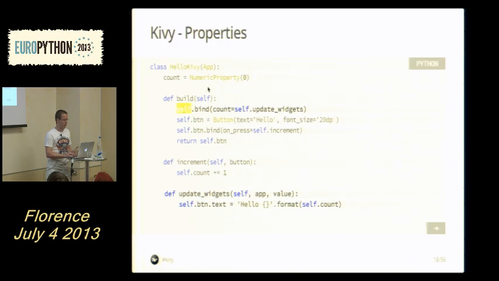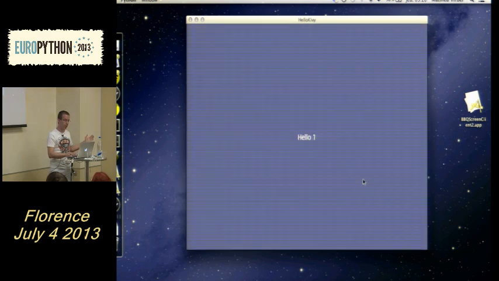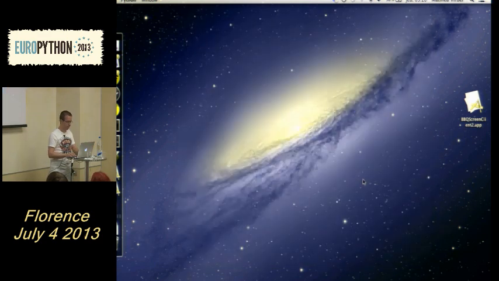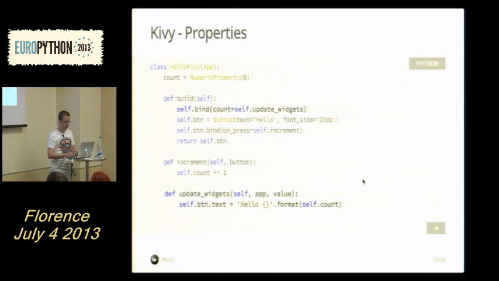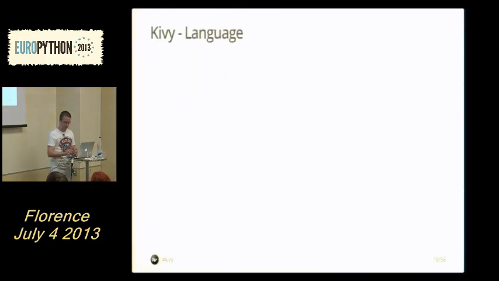Self is the instance of the class, right? Okay, I will bind every change of the count property to call update widgets. And in update widgets, I can update a lot of other widgets. Here I will just update my button text as before. So the result of it will be exactly the same as the previous application, but using our properties. Okay? Properties, everything is okay with that?